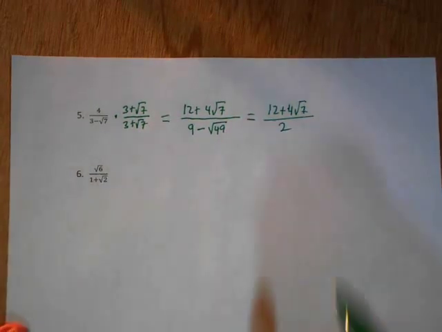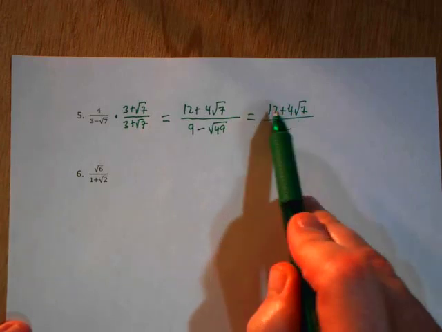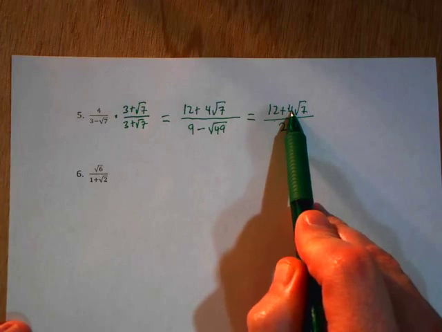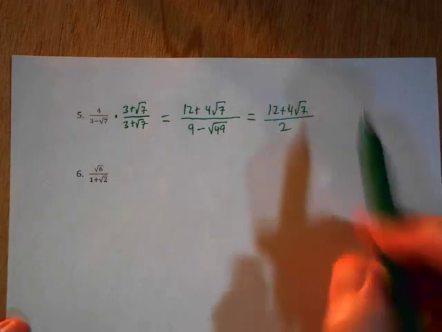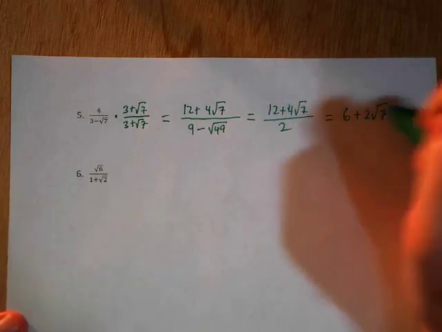Now, important thing, 12 can be divided by 2 and 4 can be divided by 2, so we can divide. If this were a 12 and this were a 5, we would not be able to reduce everything by 2. Since everything can be reduced, we reduce. 6 plus 2 square roots of 7.